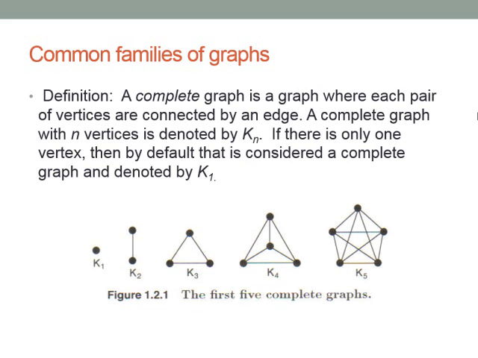So, for example, below in figure 1.2.1, K1 means we have a single vertex, and K2 means there are two vertices, and of course those two vertices are connected by an edge. K3 has three vertices, and every vertex is connected to every other, and so forth.